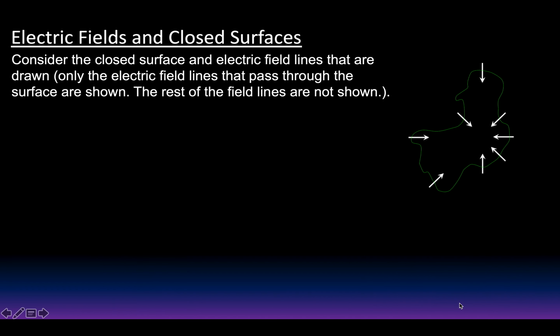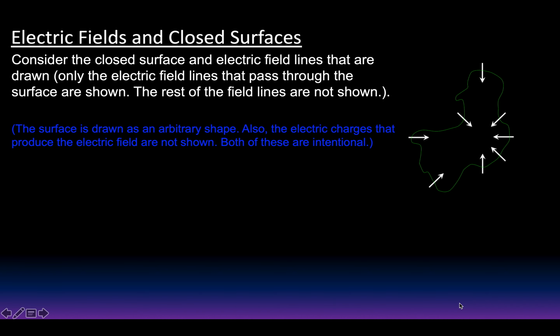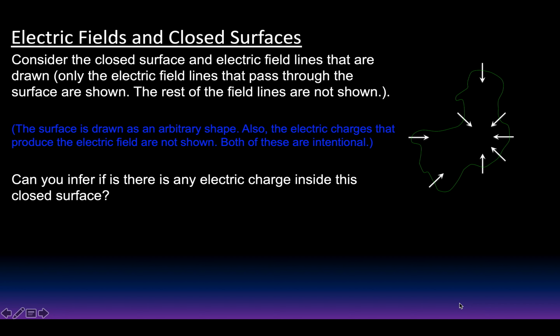Here we have a picture of a closed surface and the electric field lines that pass through that closed surface. The electric field is a vector field quantity. That means the electric field will exist at every location in space. But for this picture, we chose to only show the electric field lines that pass through the surface. We also chose to draw the surface as an arbitrary shape, and the charge that creates this electric field was not shown. So, given this information provided in the picture, can you come to any conclusion about any charge that may or may not be inside this closed surface?